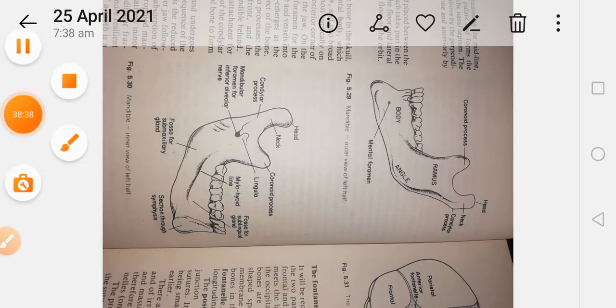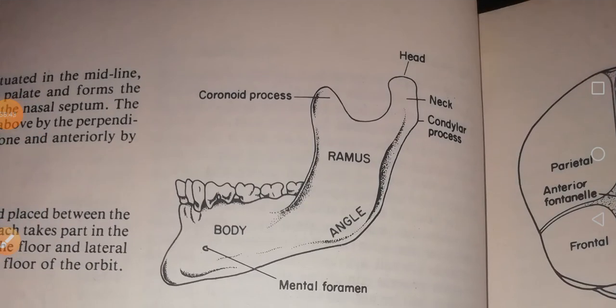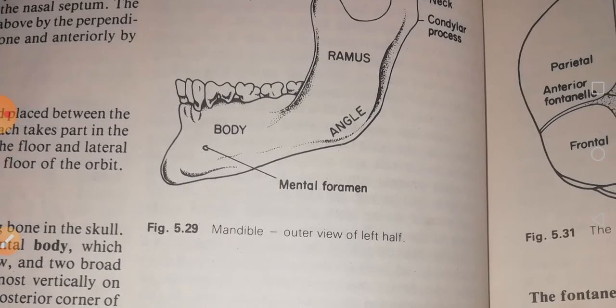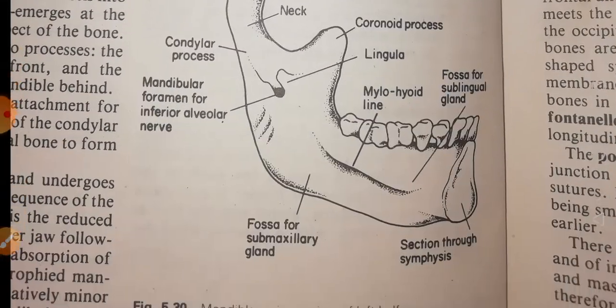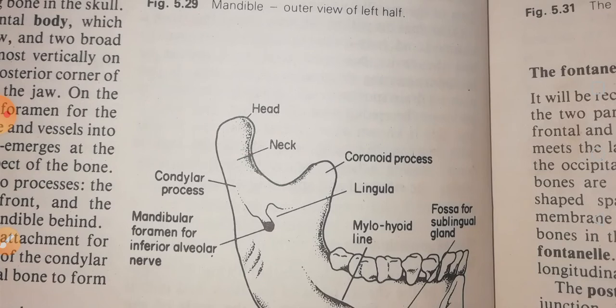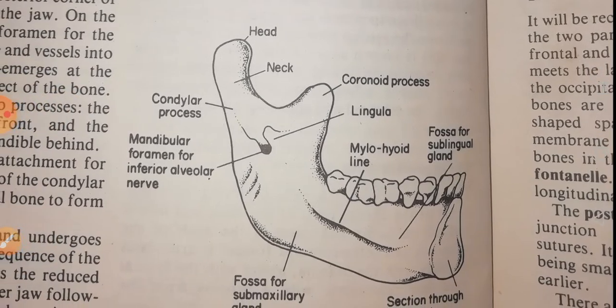If we see the mandible, this will be there in the mandible: a coronoid process, head, neck, condylar process, ramus, body. This is the left half of the mandible. Next one is the mandible, inner view of the left half: head, neck, condylar process, mandibular foramen for the inferior alveolar nerve. All this will be there.